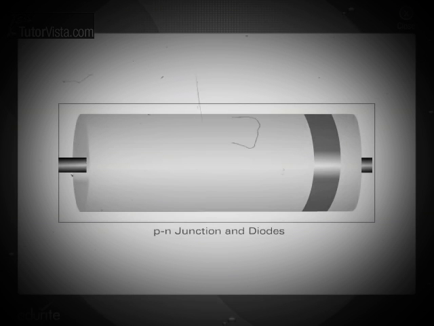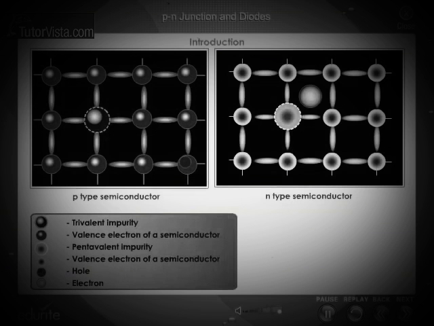P-n junction and diodes. To increase the practical utility of a P or N-type semiconductor, a P-n junction is created in the semiconductor crystal.